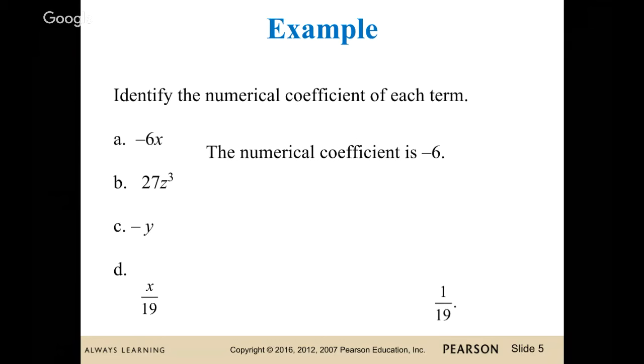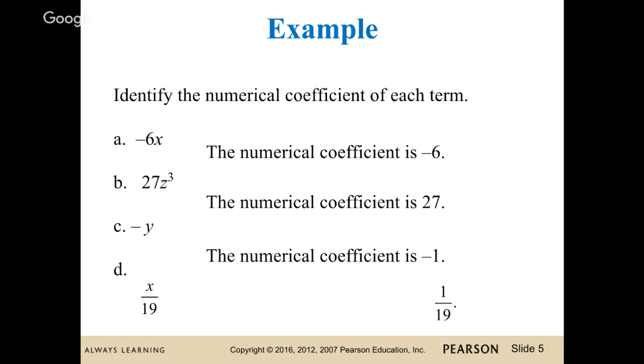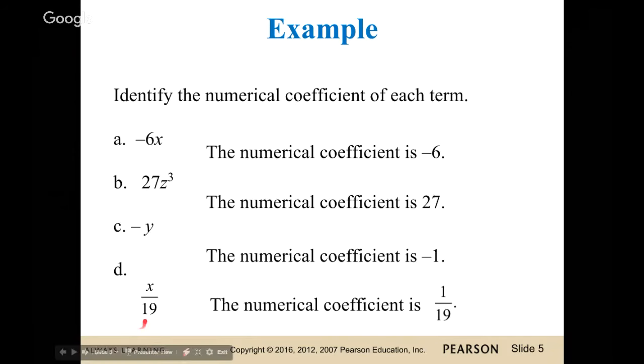-6x. Okay, the coefficient for this one is going to be -6. 27z cubed, the coefficient is going to be 27. -y, your coefficient is going to be -1. And x over 19, your coefficient is 1/19. Okay, because we looked at this a couple of lessons ago, that this is the same thing as writing x times 1 over 19, or 1 over 19 times x, so that gives you your coefficient of 1/19.